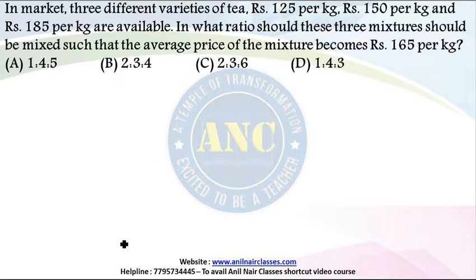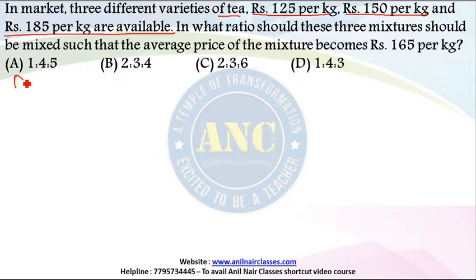See this question, sir. Again a very, very good question, similar to the kind we have solved earlier. Again I will solve it in 2 methods. In the market there are 3 varieties of tea: 125 rupees per kg, 150 rupees per kg and 185 rupees per kg are available.